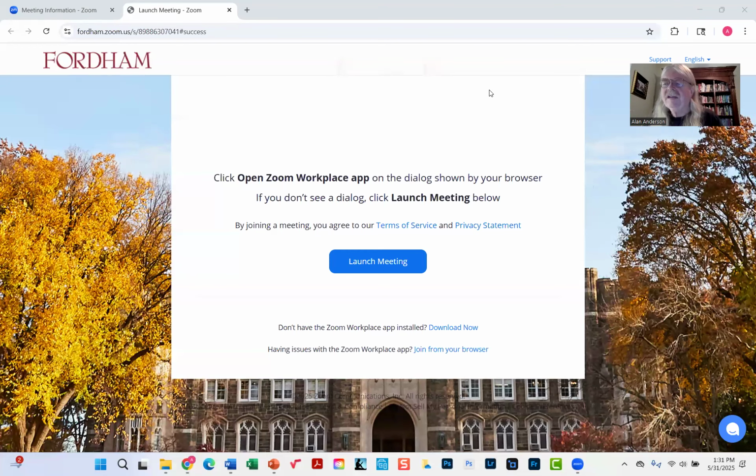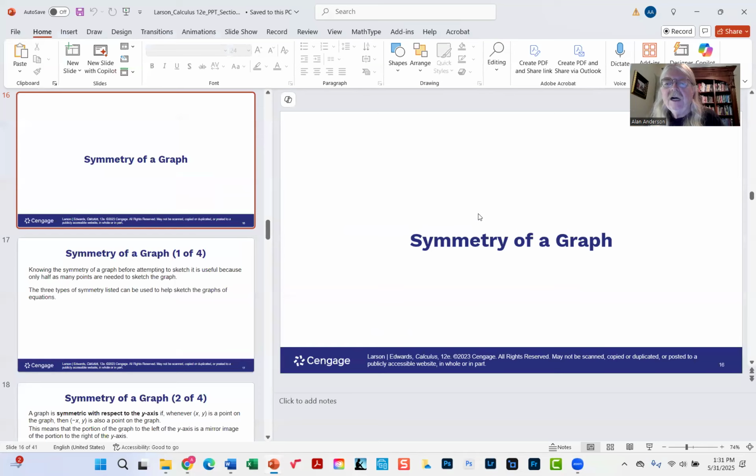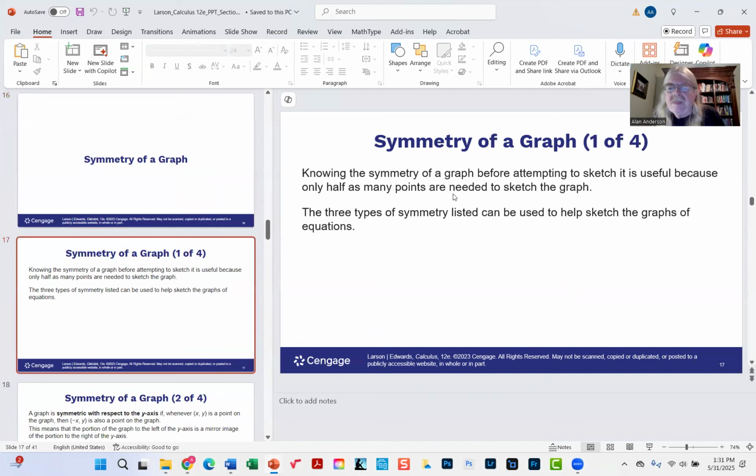All right, so we're back for more. Let's get back to our review, and we're going to pick it up where we left off with our discussion about symmetry of a graph. So here we're going to see the formal definition of how to determine if a graph is symmetrical or not.